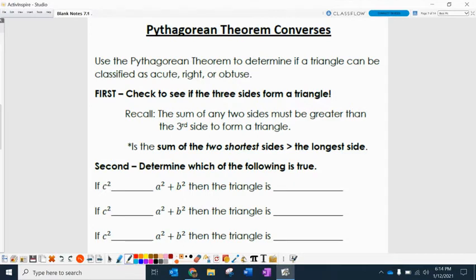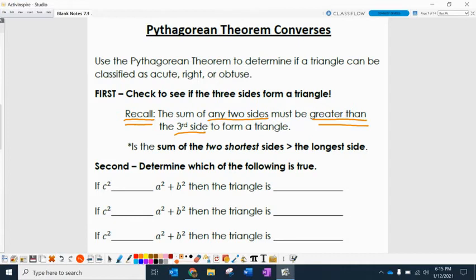So remember, when you're given 3 sides of a triangle, we need to first check to see if the 3 sides form a triangle. If they don't form a triangle, then it can't be a right triangle, acute triangle, or obtuse triangle because it's not even a triangle, right? So we need to first make sure that it's a triangle. We discussed this several units ago, so I have a recall here to remind you. Remember that the sum of any 2 sides must be greater than the third side to form a triangle.